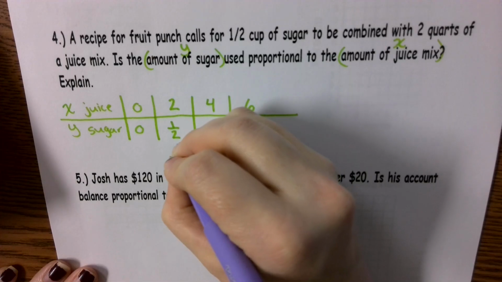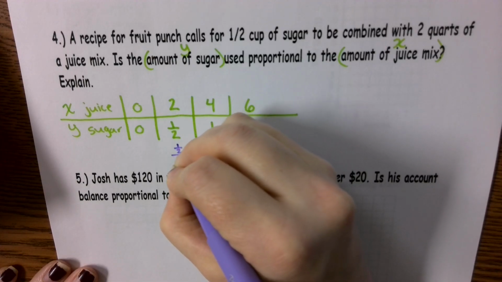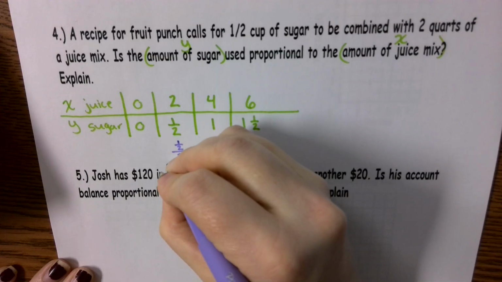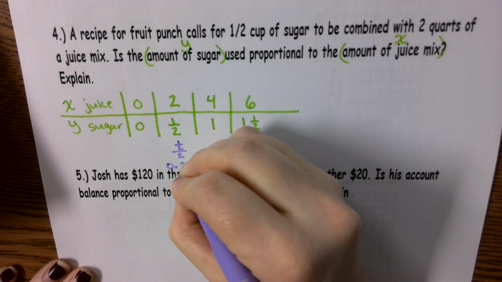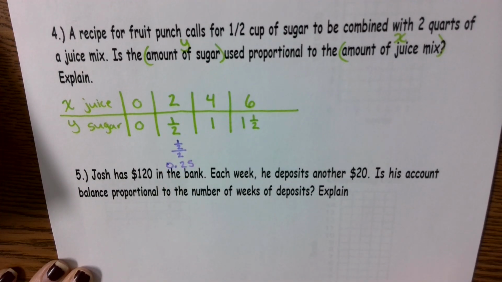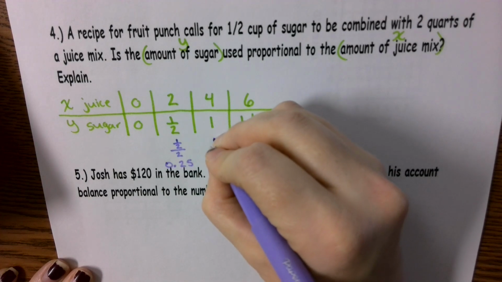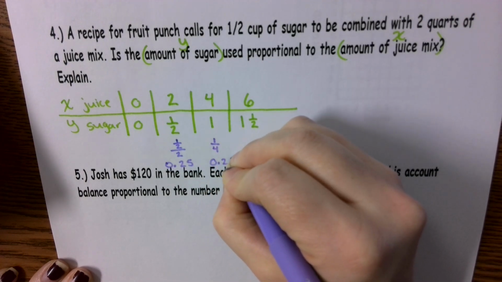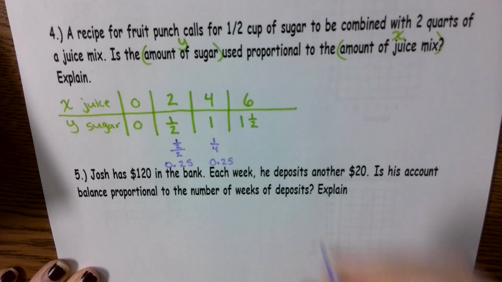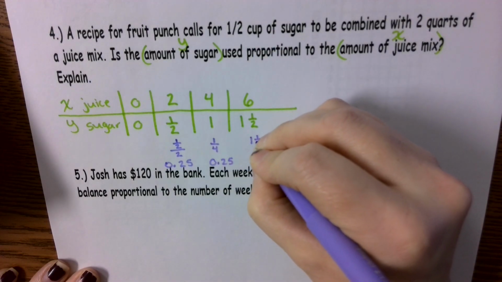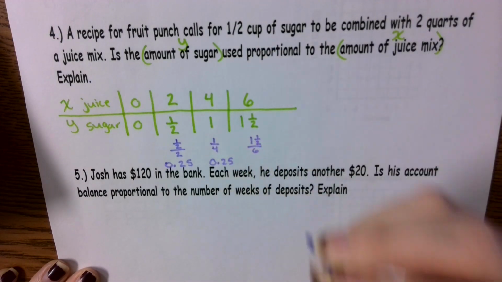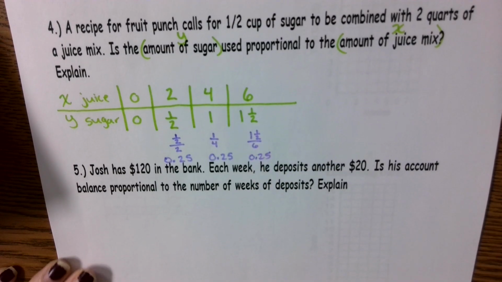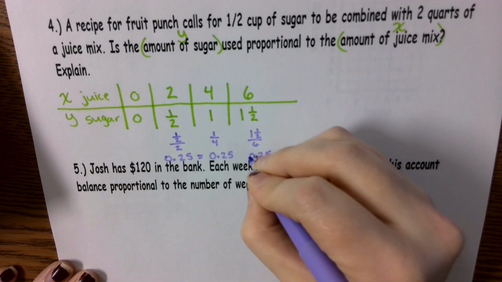So we're going to put a half over 2. A half over 2. That's going to come out to 0.25. We're going to do 1 over 4. That's going to count to 0.25. And then we're going to do 1.5 over 6. And guess what? That comes out to 0.25. Are they equal? Yeah, so that means it's proportional.